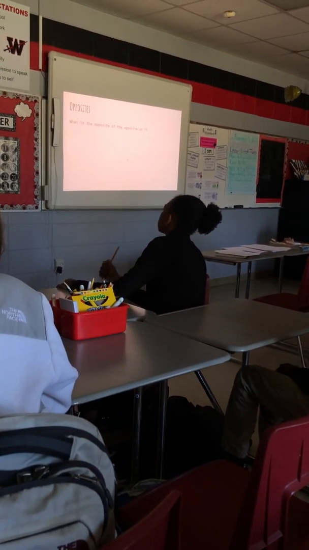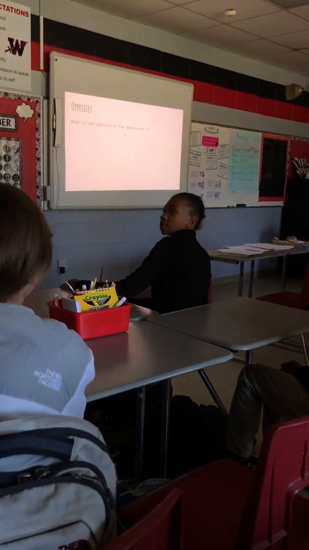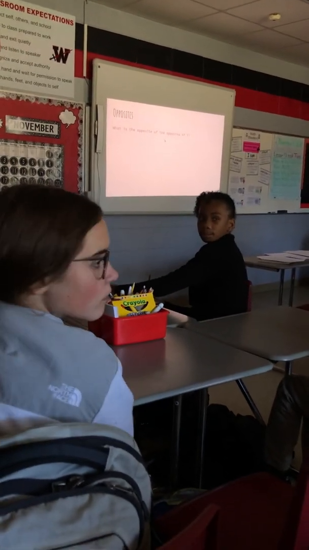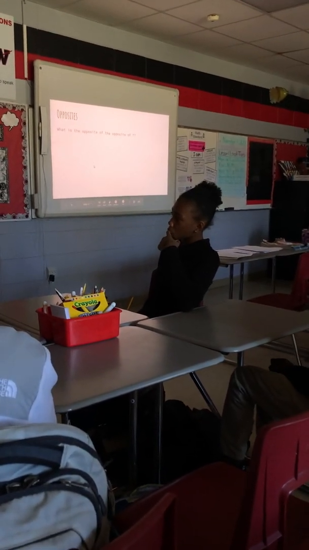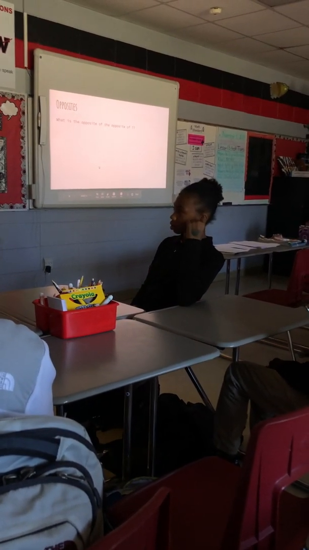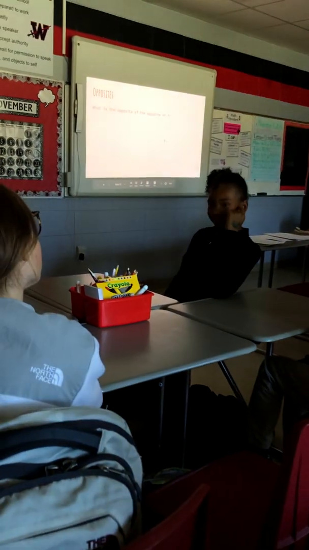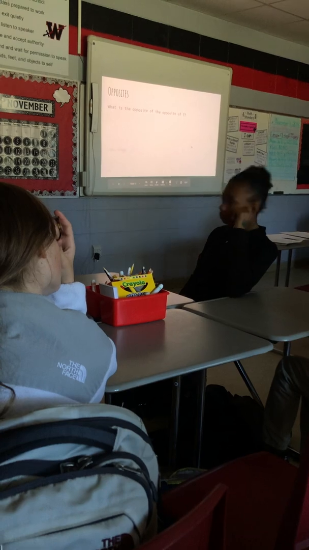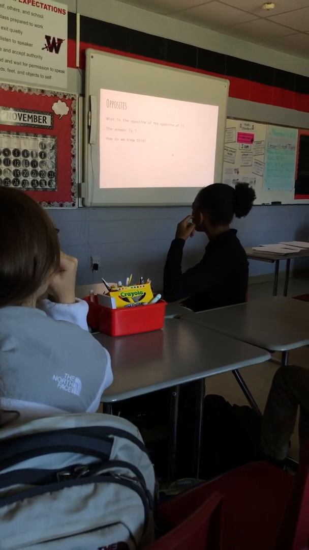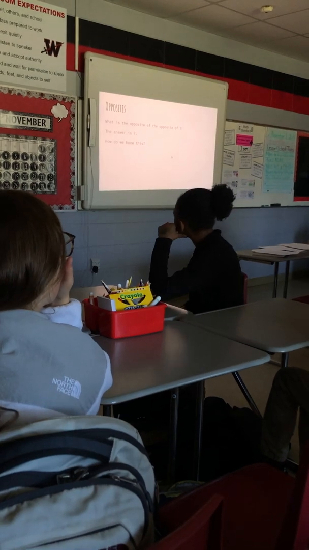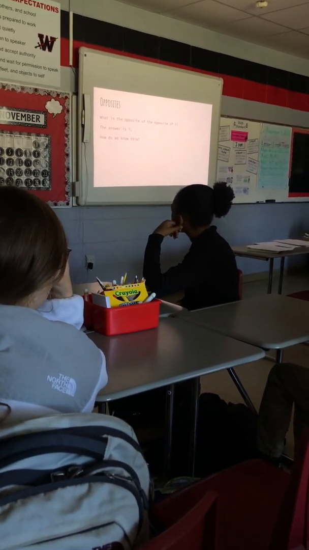Alright, so, what is the opposite of the opposite of 7? 7. And how do we know that? Alright, so our answer is 7. And we know that because the opposite of 7 is -7, and the opposite of -7 is 7.